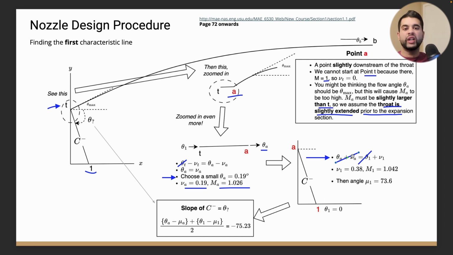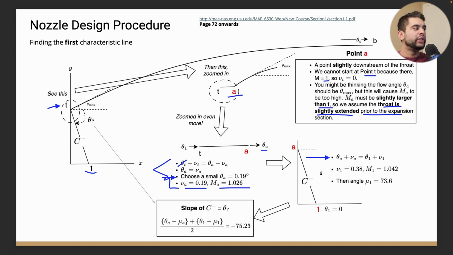So did you understand why, when you design a nozzle, you need to kick off the angle a bit? Because if you start off at point T here, instead of point A, then these two would be 0 and then you won't have any solution for nu 1. You will be stuck at Mach 1 here. But does that make any sense? No. That's why you need to initiate the angle from a small angle and then move on to point 1. So I hope that makes sense.